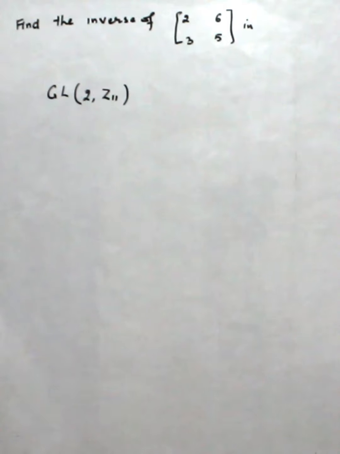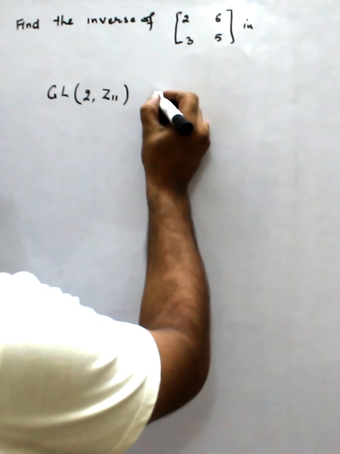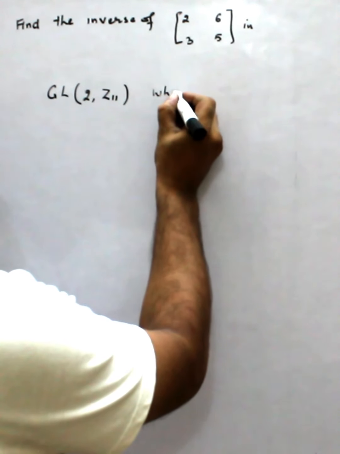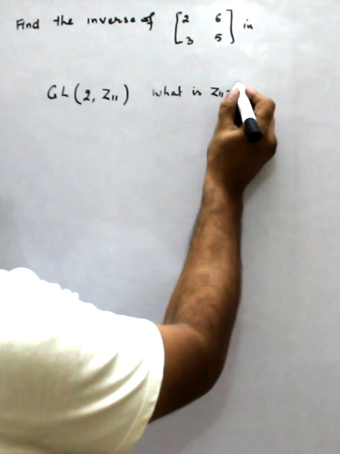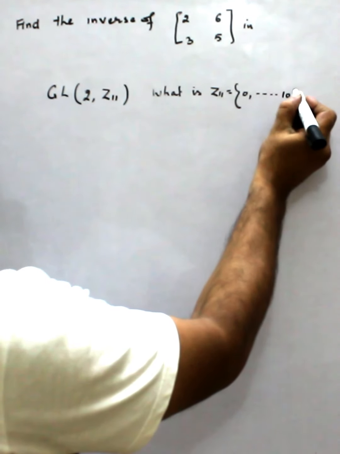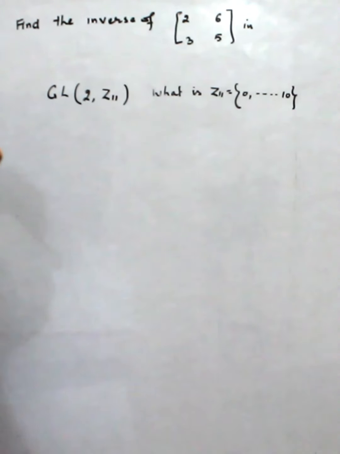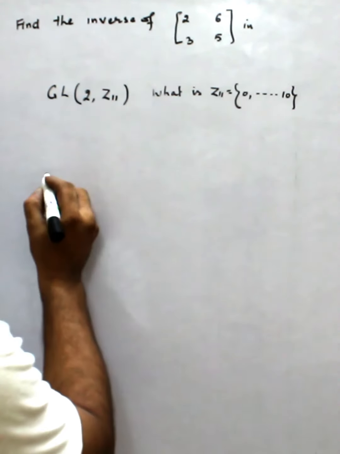So we know what Z11 is. First, what is Z11? Z11 contains the elements up to 10. Now we have to find the inverse. First we find the determinant.